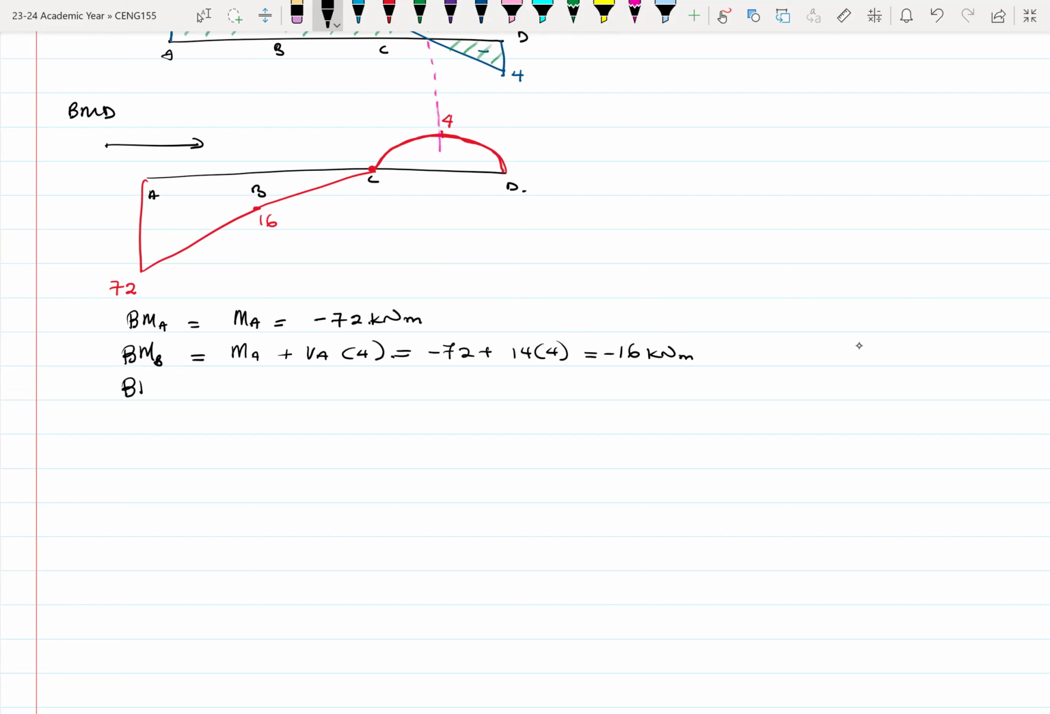Now the bending moment at C is still MA. Please, this MA here is actually a point moment, so please take note. The reaction moment for a cantilever is pretty much a point moment. So it becomes MA plus VA times 8 minus the 10 times 4, and this should give us 0. So this becomes minus 72 plus 14 times 8 minus 10 times 4, and this should be equal to 0. B is not 16, B is minus 16.